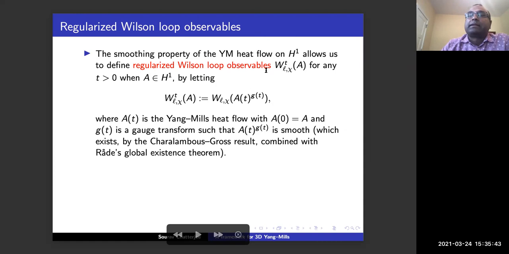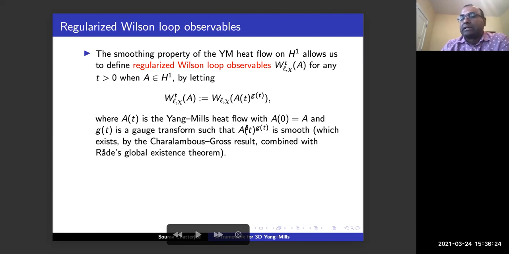The smoothing property allows us to define regularized Wilson loop observables W_{L,χ,t}(A). Remember, L is a loop, χ is a character, and t is a positive time, for any A in H1, by defining it like this. You start with A, you let it flow for a little bit of time t, and then there is a gauge transform. By this result of Charalambous and Gross combined with Rade's global existence theorem, after any time t you'll be able to find a gauge transform so that when you apply it, you get a smooth connection. And then you can define the Wilson loop observable. For the smooth connection, you can define it.